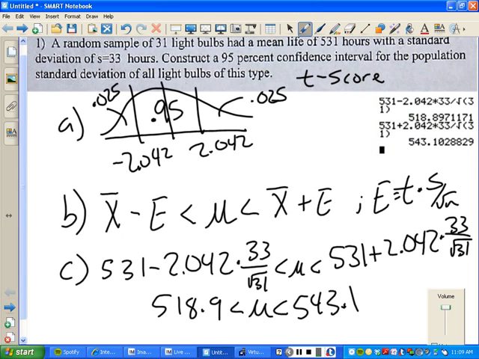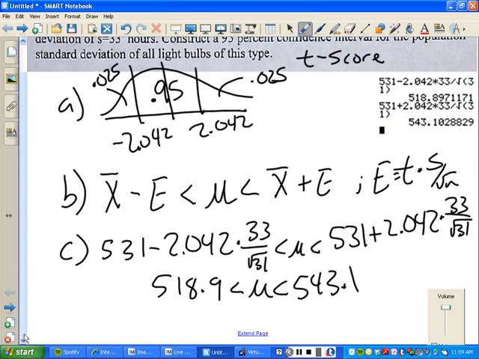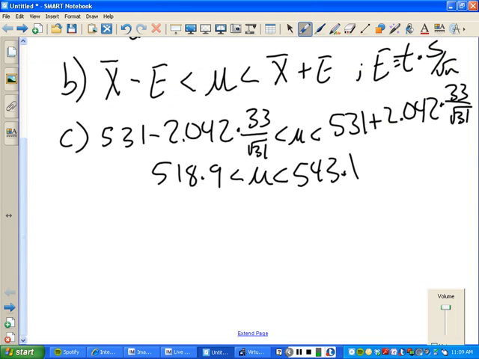We agree on this? Part D, how do we interpret? Jacob, go. If we continue to take samples of size 31, we expect 95% of the sample means to be between 518 and 543.